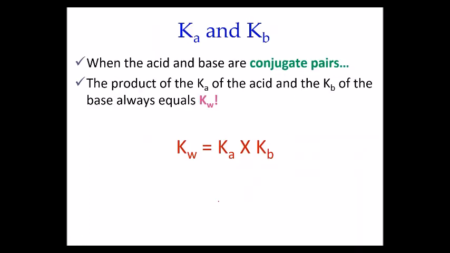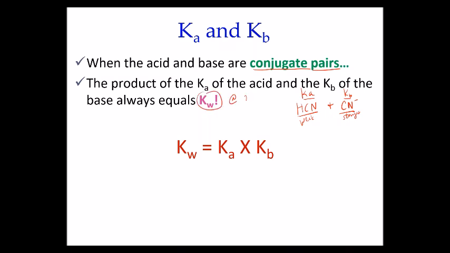One thing to note about Ka and Kb: when the acid and base are conjugate pairs, like, say, HCN and CN-, here's our acid, here's our conjugate base. This one is going to have a Ka, this one will have a Kb value. But since they are opposite, this is a very weak acid, this is a stronger conjugate base. You'll see their numbers later, but the Ka times the Kb is going to equal the Kw.